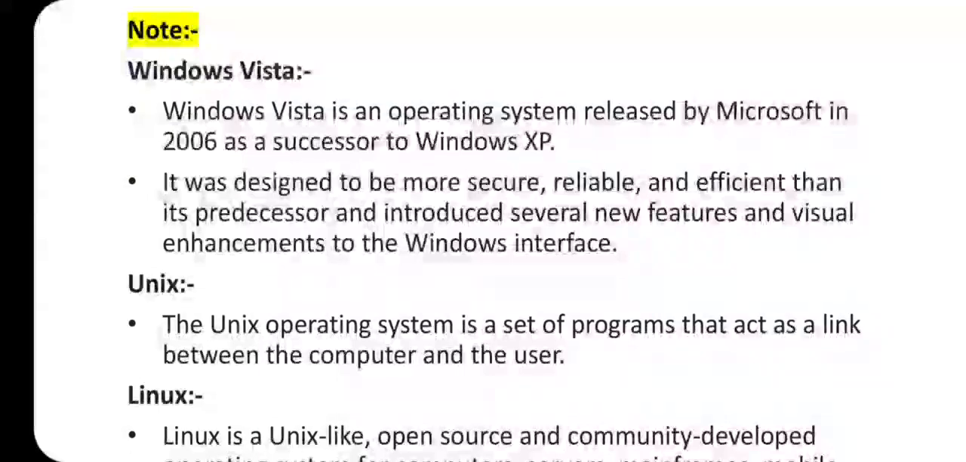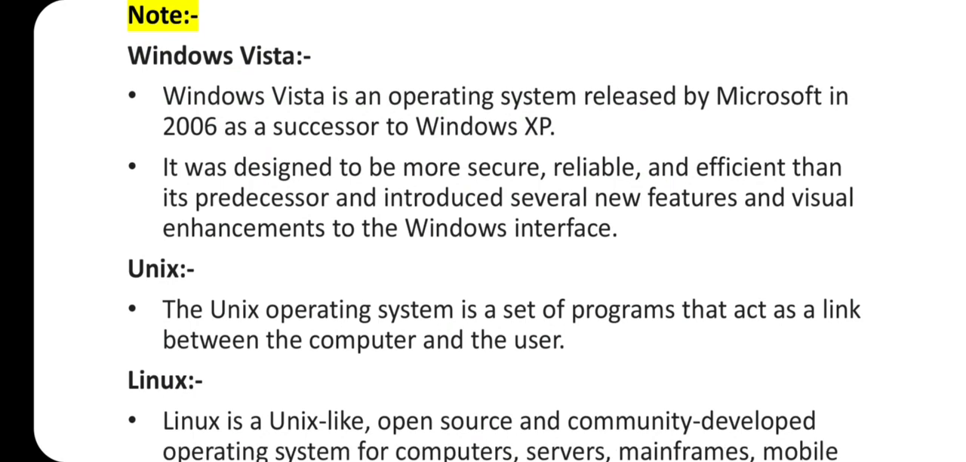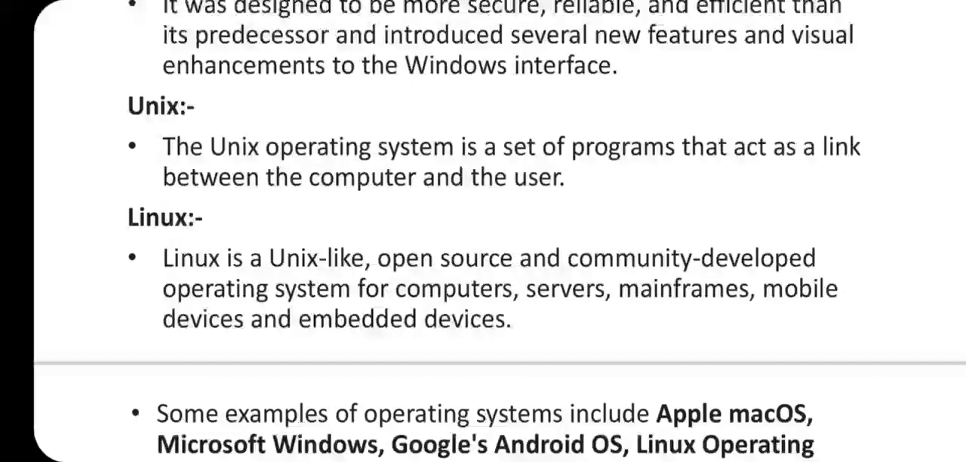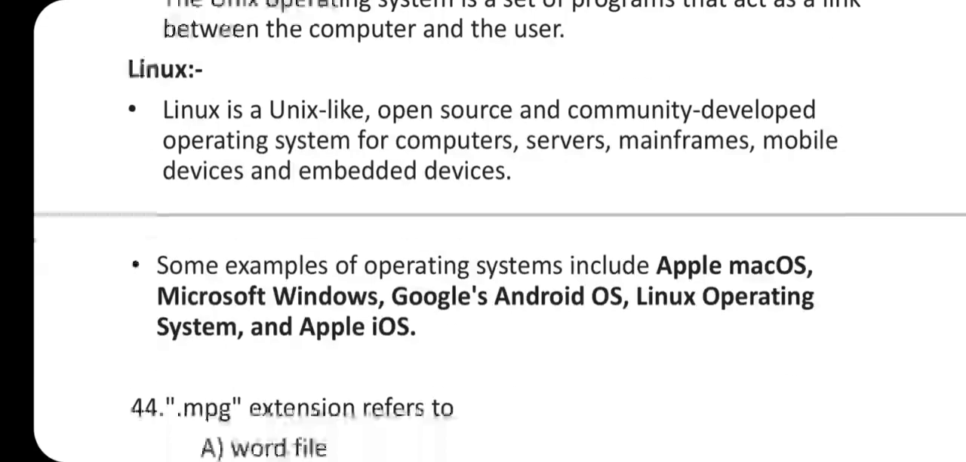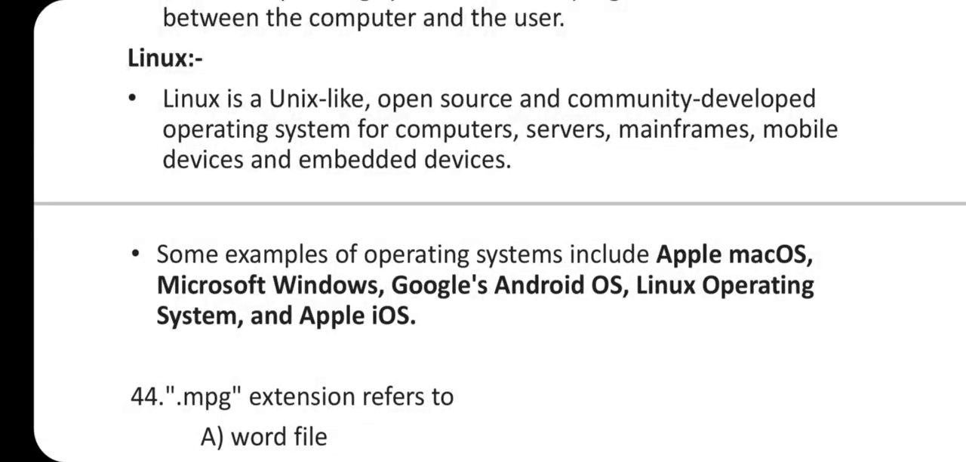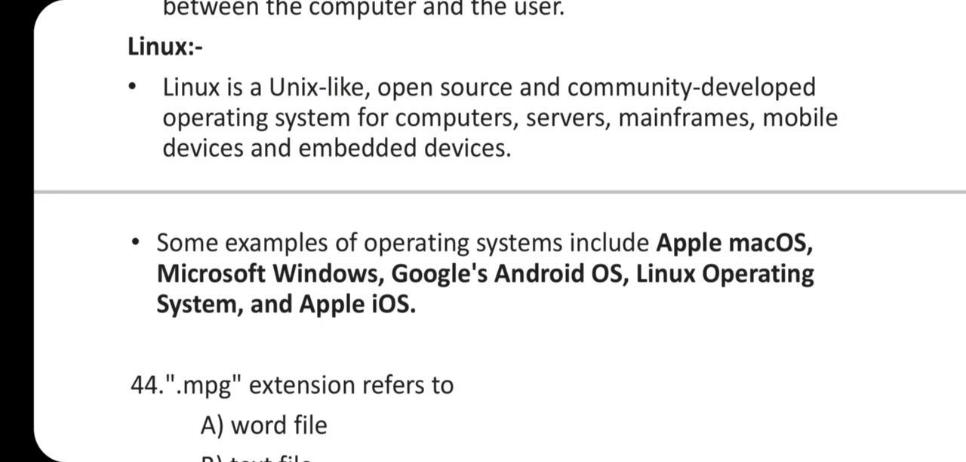Note: what is Windows Vista? Windows Vista is an operating system released by Microsoft in 2006 as a successor to Windows XP. It was designed to be more secure, reliable and efficient than its predecessor and introduced several new features and visual enhancements to the Windows interface. Unix. The Unix operating system is a set of programs that act as a link between the computer and the user. Linux. Linux is a Unix-like open source and community developed operating system for computers, servers, mainframes, mobile devices and embedded devices. Some examples of operating systems include Apple Mac OS, Microsoft Windows, Google's Android OS, Linux operating system and Apple iOS.